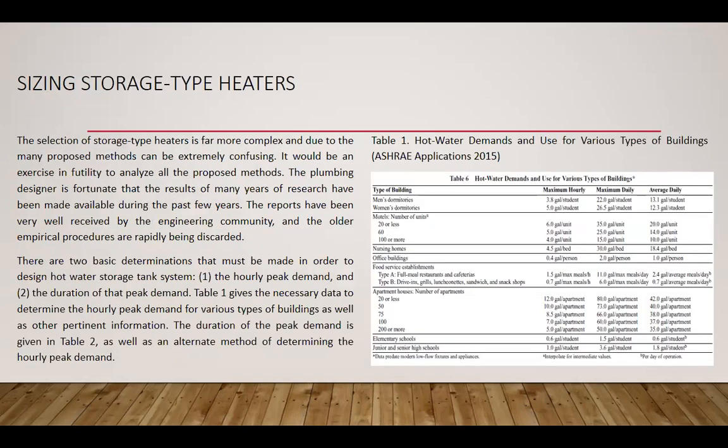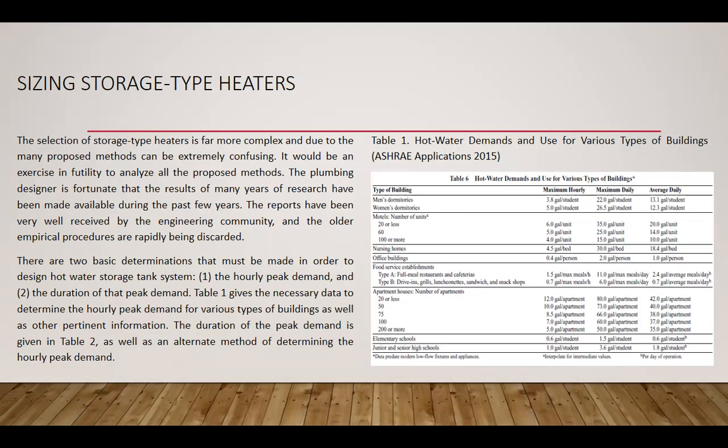The selection of sizing of the storage type heater naman. The selection of the storage type heaters is far more complex and due to the many proposed method can be extremely confusing. It would be an exercise in futility to analyze all proposed methods. The plumbing designer is fortunate that the results of many years of research have been made available during the past few years. The reports have been very well received by the engineering community, and the older empirical procedures are rapidly being discarded.